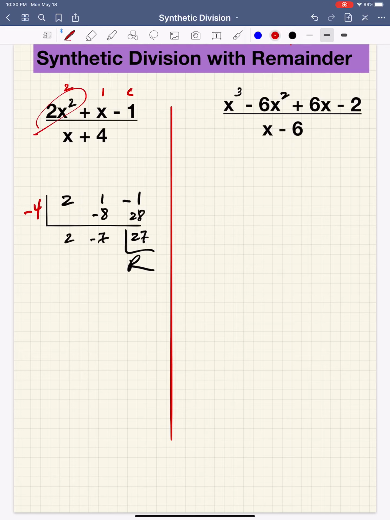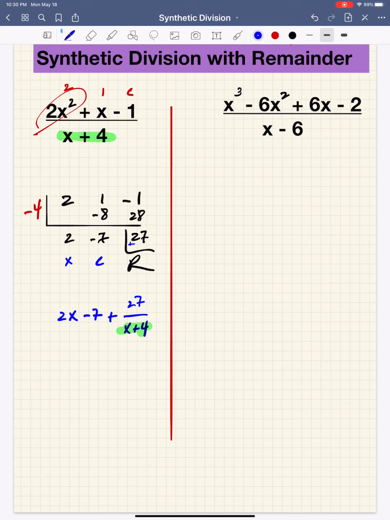You can see that this problem started with x squared. So I'm going to start here with x because you drop it down 1, and then you have a constant. And so that answer is 2x minus 7 plus, because it's a positive 27 there, 27 over the divisor, which is x plus 4. And you could see that right here. That divisor is the denominator.